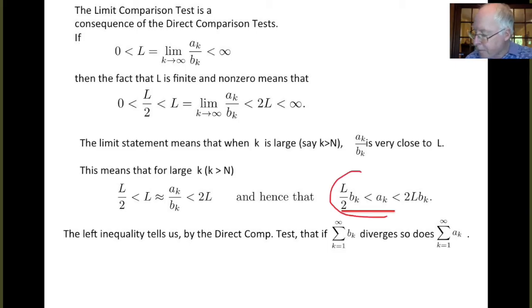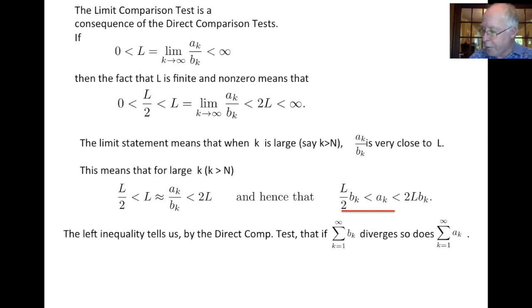So this left inequality here tells us the AK's are bigger than the BK's, essentially. And so we know that if that lower sum diverges, the BK's diverge, then so does the AK, because its sum is going to be bigger.